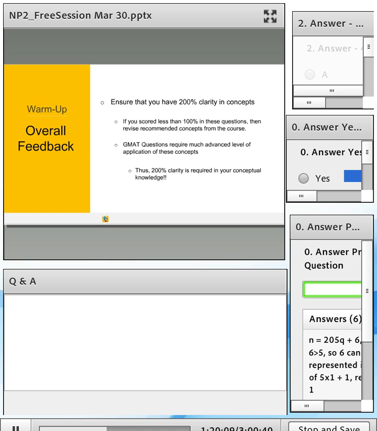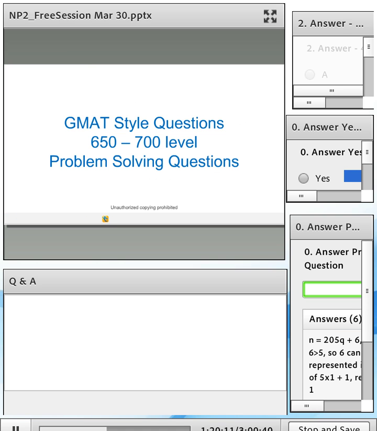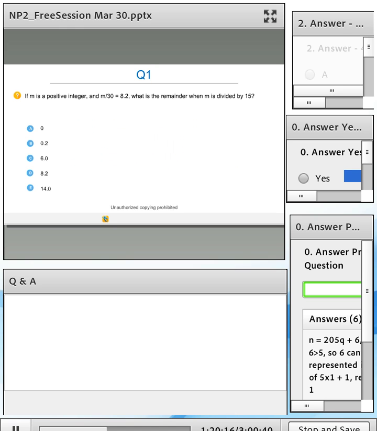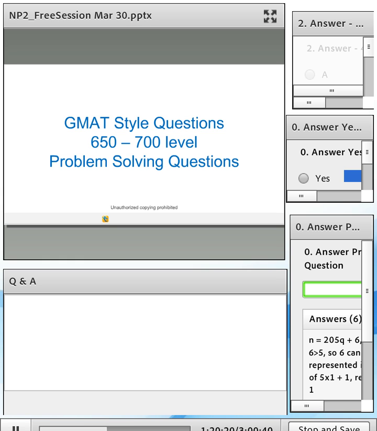Okay, so now we will get into our little bit difficult questions here, 650 to 700 level, and these are going to be full-length questions. So far we were dealing with very simple application. Here also, the application is simple, but there is a bit more processing that is required.